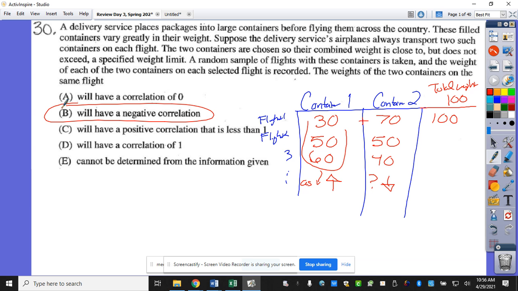So then still, if I wrote it the other way, if I said container 2 is 70, container 1 is 30. Container 2 is 50, container 1 is 50. So these get low, these get high. So they go different directions instead of going the same. Whereas like your height and your weight, as you get taller, you're going to weigh more. That would be positive. So that's a negative correlation. We can write on the axis.